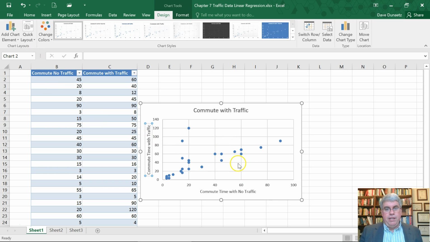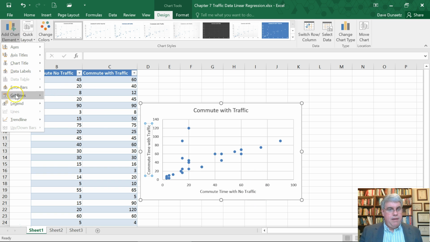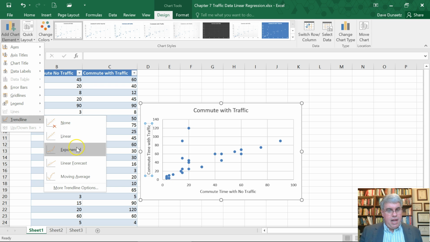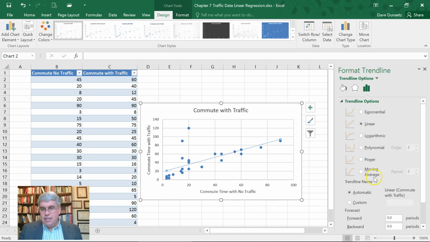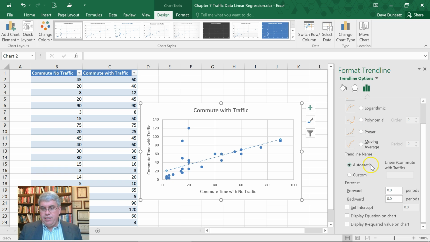Now, we also want to add a trend line. So we go to Add Chart Element, and we go to Trend Line. And I'm just going to choose more trend line options because we want to get the equation and the r squared in there also. I will move over here. We want a linear equation, and we want to display the equation on the chart, and we want to display r squared value on the chart also.